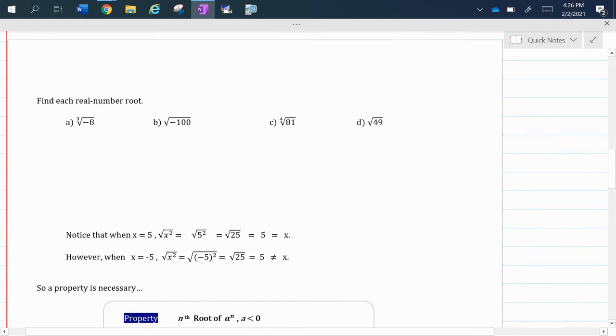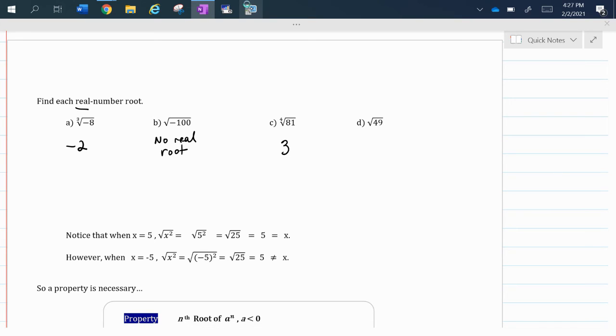Okay, so we can simplify, find each real number root. Real number roots, we're just looking for the real ones. So the cube root of -8 is -2. The square root of -100 does not exist. We know that. So we're going to say that there's no real root here. The fourth root of 81 is what number times itself 4 times gives me 81, and that would be 3. And if I'm not sure, then I'm going to go to my calculator and check.